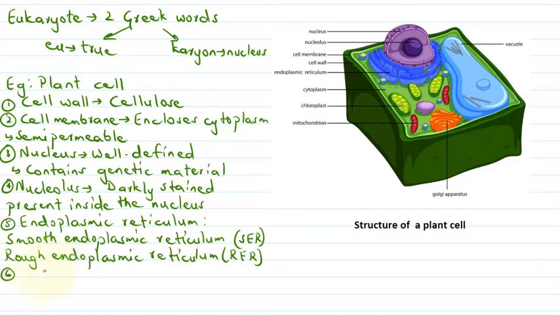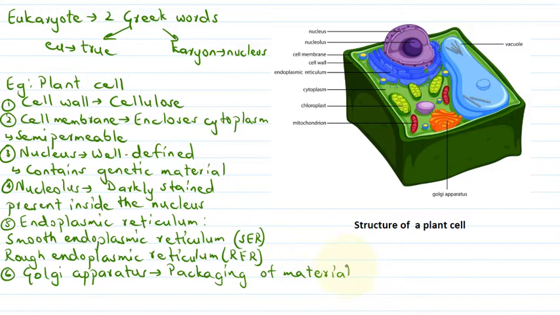Then there is also Golgi complex or Golgi apparatus. Golgi apparatus helps in packaging of materials. Okay, and Golgi has several flat disc shaped sacs called cisternae.